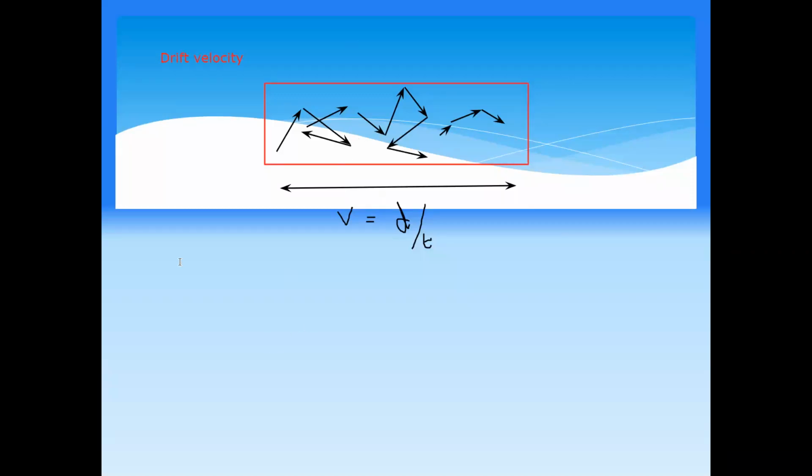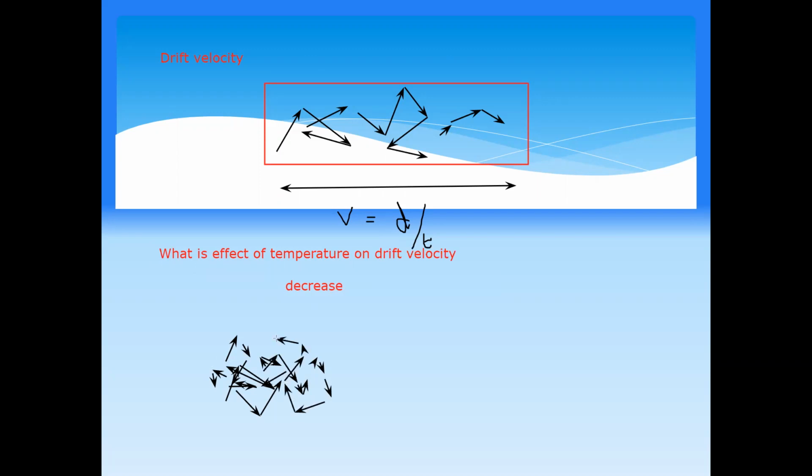Now, if I increase the temperature, what is the effect on the drift velocity? Will it increase or decrease? When you increase the temperature, the drift velocity will decrease. How does the drift velocity decrease? When you increase the temperature, the random motion increases. The charges will move faster, but they have greater random motion, so the net displacement will decrease.